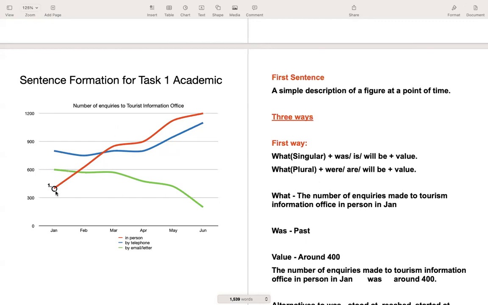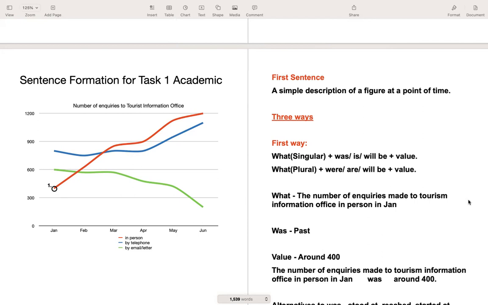The first one is a simple description of a figure at a point of time. What do I mean by that? For example, January, if you look at this red line, it is 400. So you need to be able to say this at any point of time. For example, in March, it is around 800. In June, it is 1200.